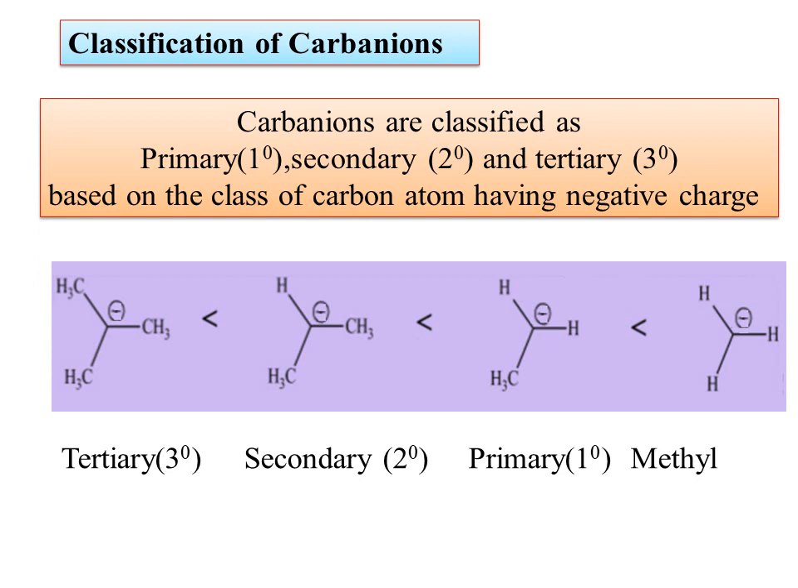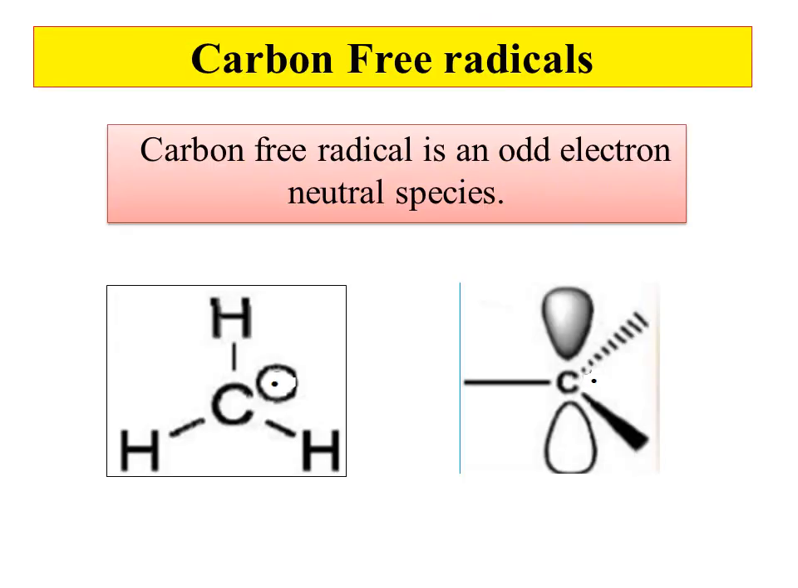Again, they are also classified as primary, secondary and tertiary based on the same parameter by which carbocations are classified, depending upon the type of groups attached. The carbon having a negative charge, if attached to 3 hydrogen atoms, is called methyl. If it is attached to 1 R group and 2 H, it is called primary. 2 R groups and 1 H, secondary. If all 3 are R groups, it is called tertiary.